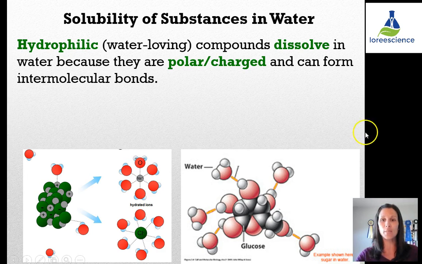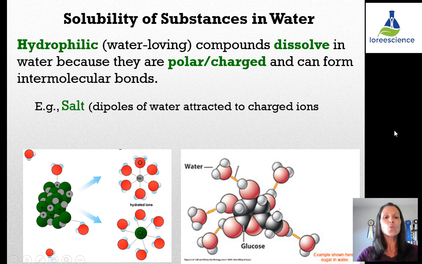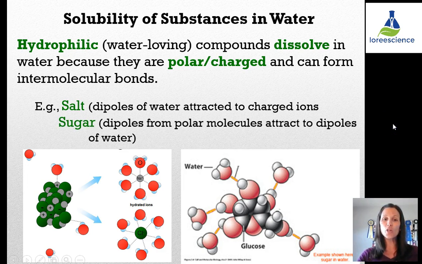Now if we look at a larger molecule like a glucose, it has polar sections which the water can cling onto as well, which it can use to separate it. Even though it's not broken down or dissolved into its individual atoms, it is separated as a molecule. So salt, the dipoles of water attract to the charged ions, whereas in sugar, dipoles from the polar molecules attract to each other.